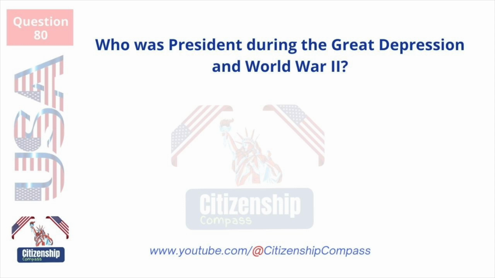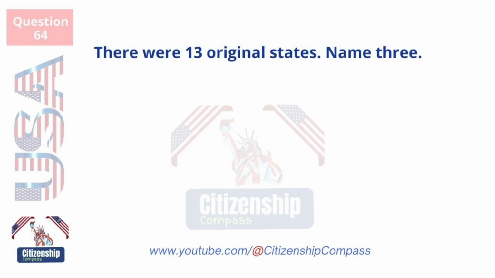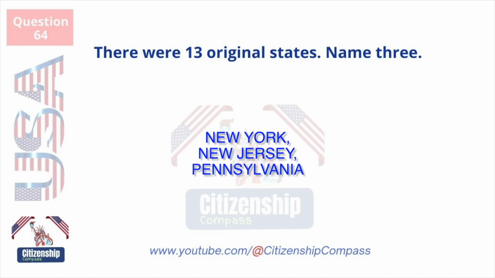Who was president during the Great Depression and World War II? Franklin Roosevelt. There were 13 original states. Name 3. New York, New Jersey and Pennsylvania.